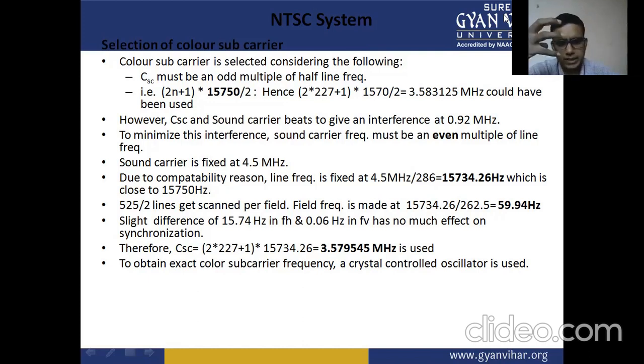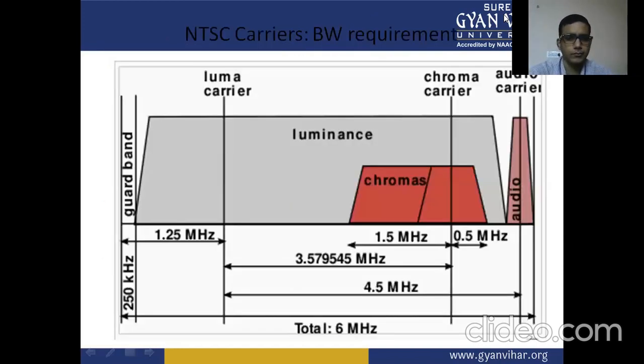To obtain the exact color subcarrier frequency, a crystal controlled oscillator is used. So this is the NTSC carrier and bandwidth requirement. How much bandwidth is required for the luminance carrier, chrominance carrier and the audio signals. The total bandwidth is 6 megahertz for the NTSC system, including the guard band of 250 kilohertz.